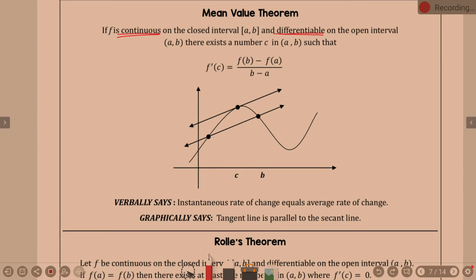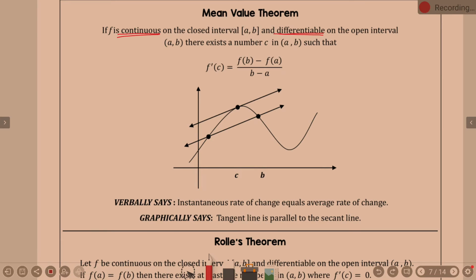Then it says there exists, so this is one of our existence theorems, a number C in the interval a to b, so C is between a and b, such that f prime of C is equal to f of b minus f of a over b minus a. Perfectly clear, right?